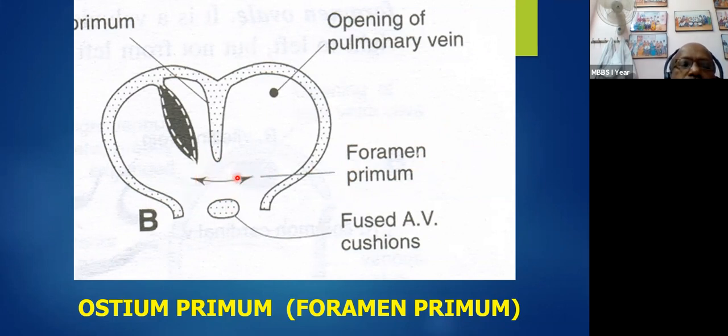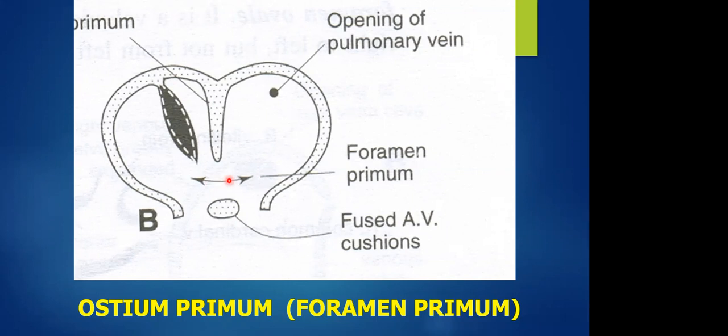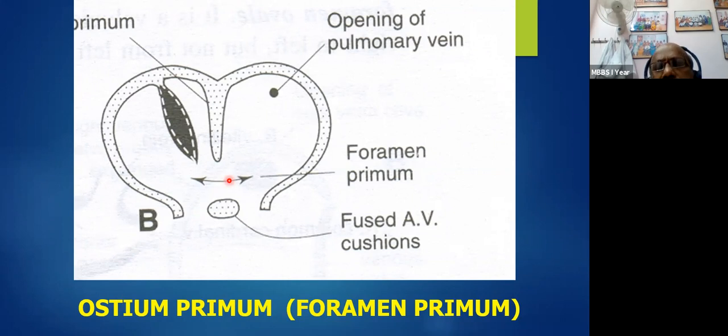This right to left shunt is important during fetal life. Why does blood from the right atrium go directly to the left atrium during fetal circulation? For the full circulation of the blood, the lung is non-functional. Non-functional. So that's why blood from the right atrium has to go to the left atrium.